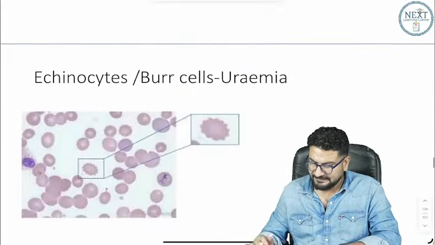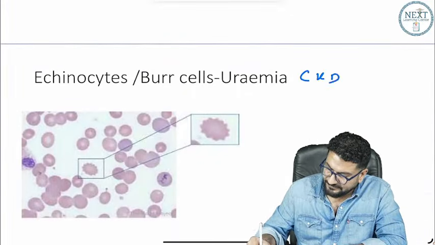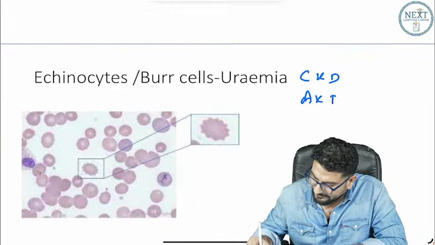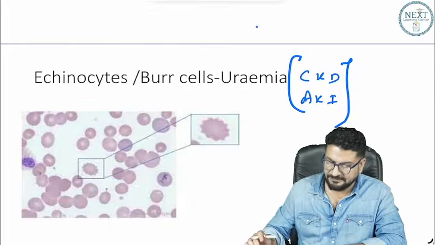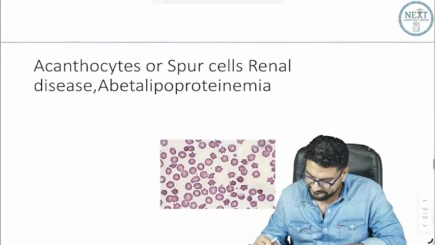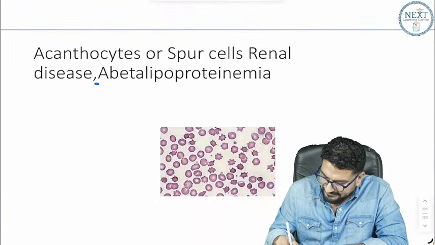These are burr cells. Burr cells we will see in uremia. Uremia means in a CKD patient, or sometimes a patient of acute kidney injury. We call these echinocytes or burr cells. These are spur cells, which we will see in abetalipoproteinemia.